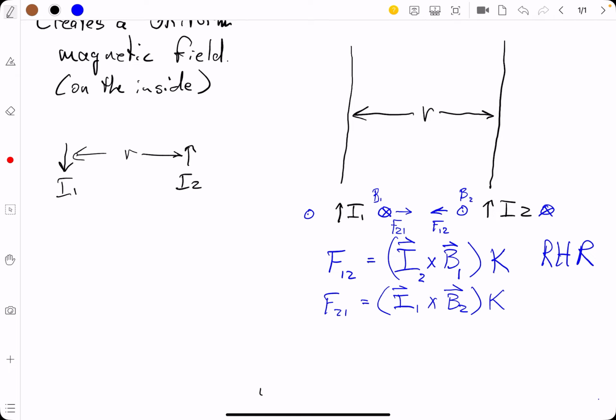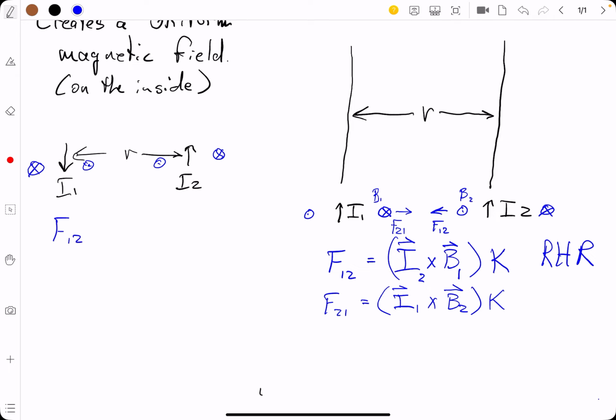But now let's do their B fields. So we use Ampere's law, we figure out the B field, and we go, oh, this one's going to go into the page on that side, it's going to come out of the page on this side, and over here it comes out of the page on this side and goes into the page. Is that right? Yes. Okay. So what are the forces?